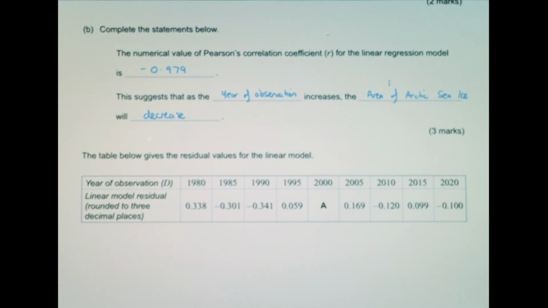This suggests that as the year of observation increases, or as they could say time increases, the area of Arctic sea ice will decrease. So we're looking for the two variables in the right spots and the relationship there.